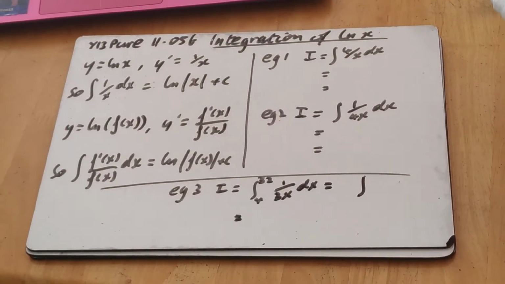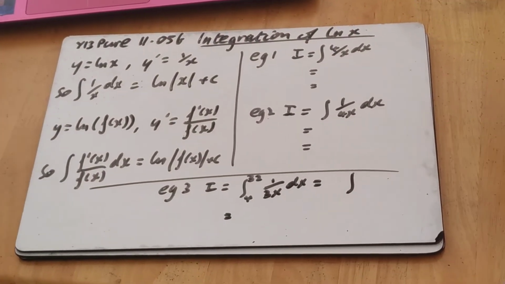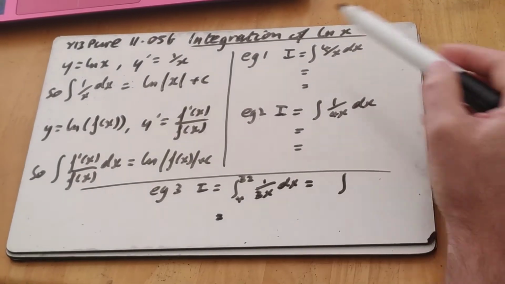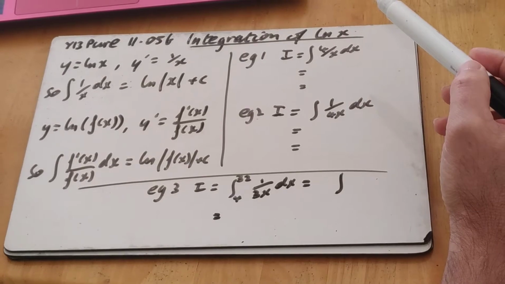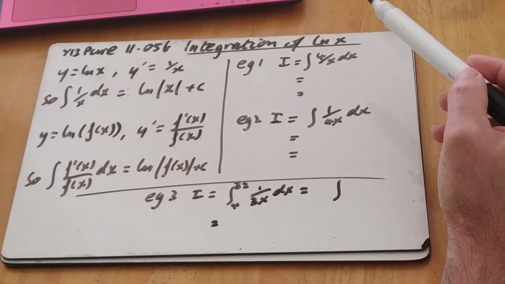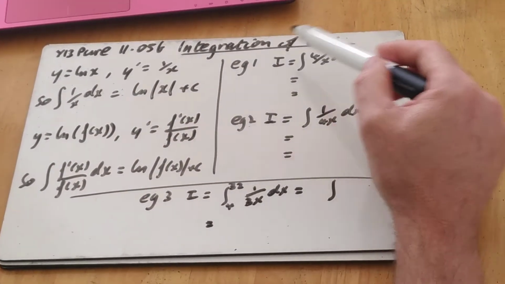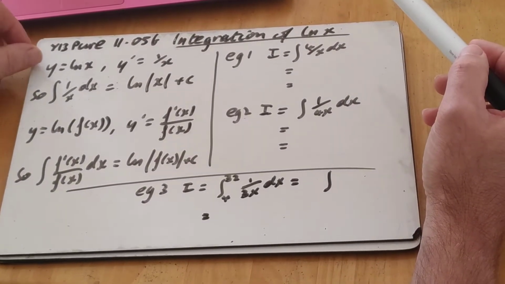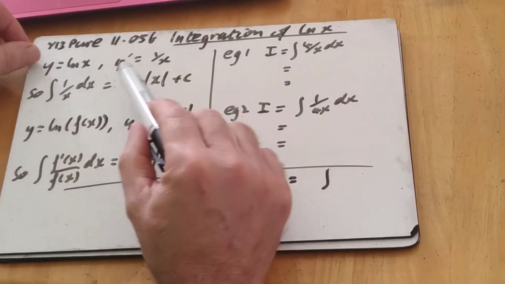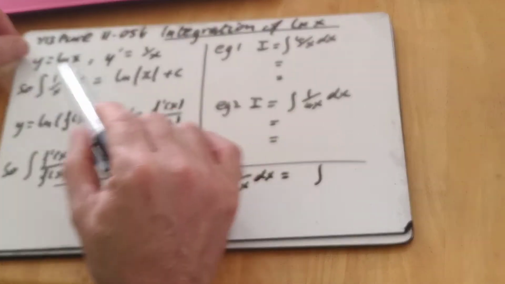Okay, continuing from our integration, we looked at integration of e to the x, really straightforward. Integration of ln x, though, is a different kettle of fish altogether. So first things first, let's look at what happens with integration involving ln x. Y equals ln x, the differential is 1 over x. So I can now integrate it.